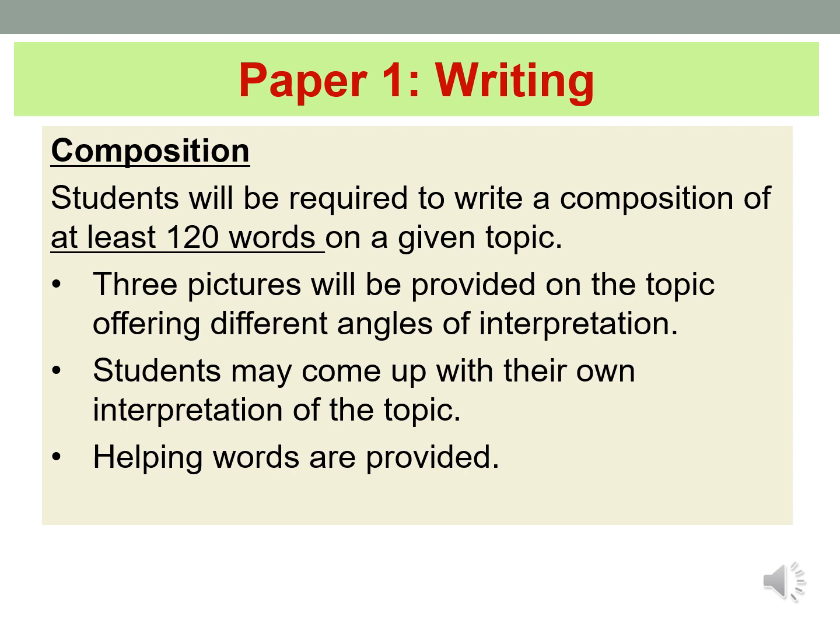I will be going through the key points to note for each component, starting with Paper 1. Students are to write a composition of at least 120 words on a given topic. 3 pictures are given to provide ideas for the topic. Students may come up with their own interpretation of the topic, and helping words are provided.